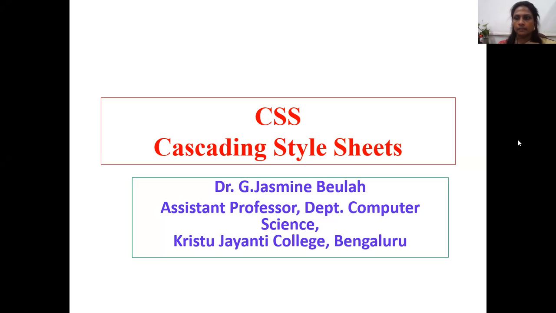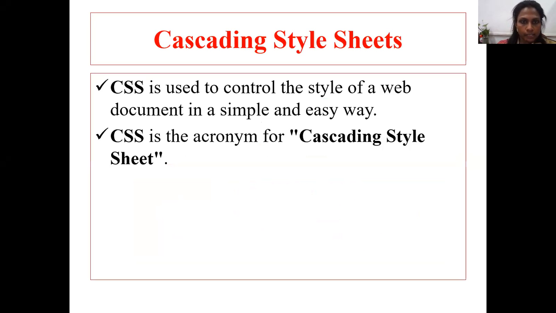So in today's class, we will be seeing about CSS, cascading style sheets. CSS is used to control the style of a web document in a much easier and simpler way. We can even control the style of a web document using HTML, but using CSS, it's going to be a much simpler way. The acronym for CSS is cascading style sheets.